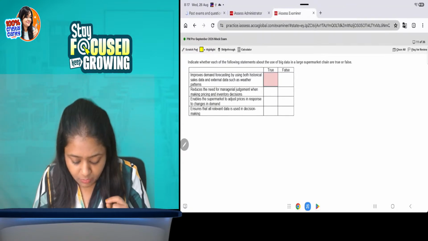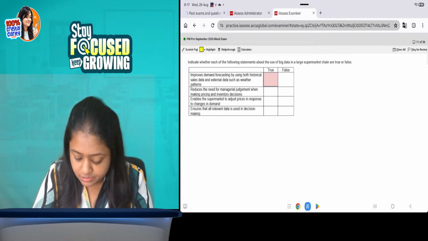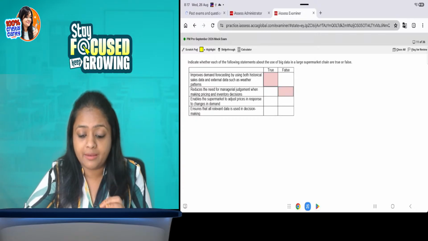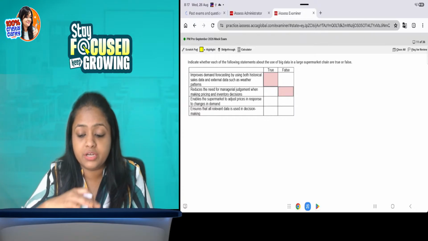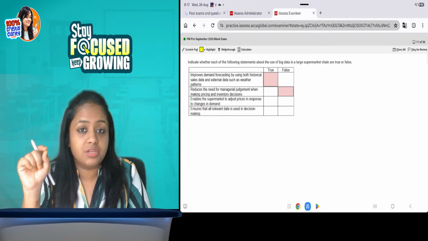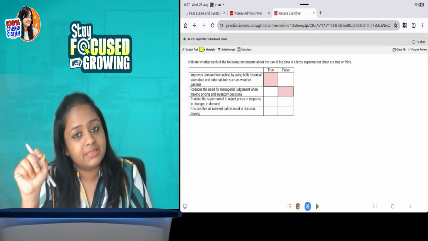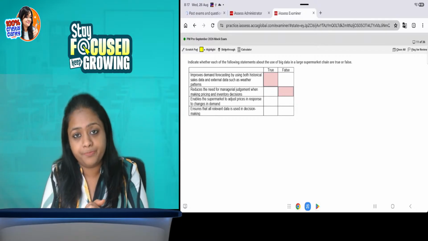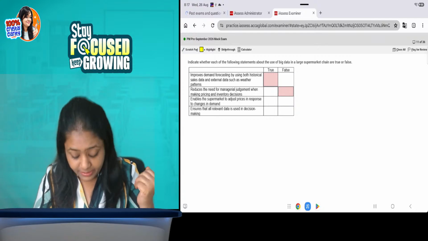Now, it reduces the need for managerial judgment when making pricing and inventory decisions. False. No decision making system, no ERP systems, no analytics can ever reduce the need for decision making. It's a subjective decision making which has to be done by the management. So no information system or methodology can take that need away.